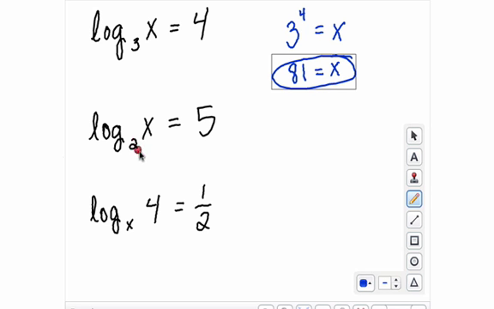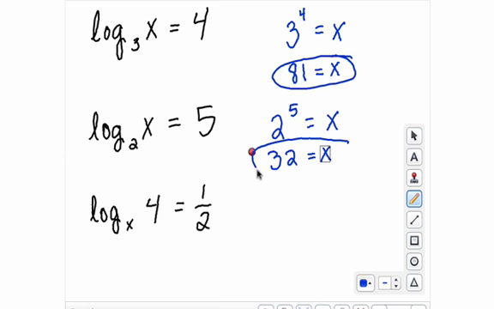So then we can do this second example. We convert it from log form to exponent form. So we get 2 to the 5th equals x, and 2 times 2 times 2 times 2 times 2 is 32. So 2 raised to the 5th power, is that 32? Yes. We know that that's correct.